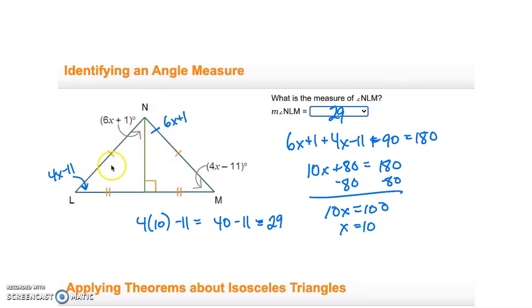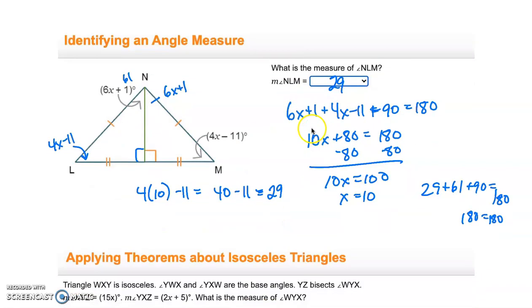And then we could double check and solve, and we say, well, 6 times 10 is 60 plus 1, that would be 61 degrees. And this is 90 degrees. Does 29 plus 61 plus 90 equal 180? And it does. So you can check that out.